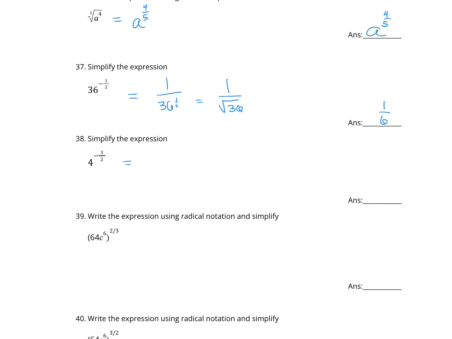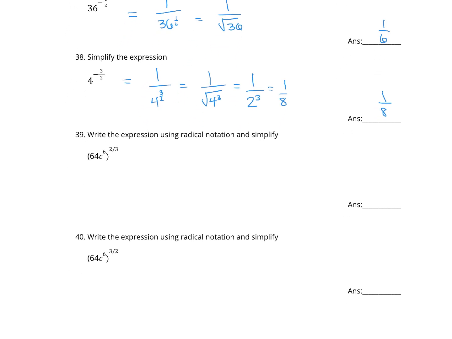Next up, we've got 4 raised to the negative 3/2 power. First thing to do is get rid of that negative power by taking the reciprocal. Be careful, don't flip your fraction. You just put the whole thing under 1. This now becomes 1 over the square root of 4 cubed. It's easier to take the square root first. Square root of 4 is 2, so that's 1 over 2 cubed, which is just 1 over 8. So 1/8 is your answer.